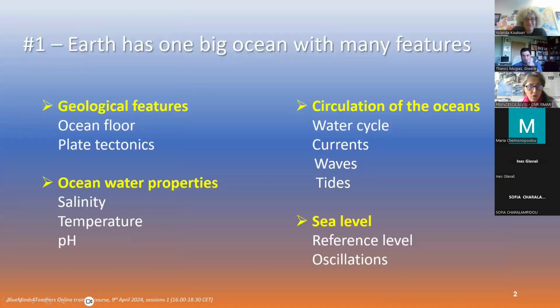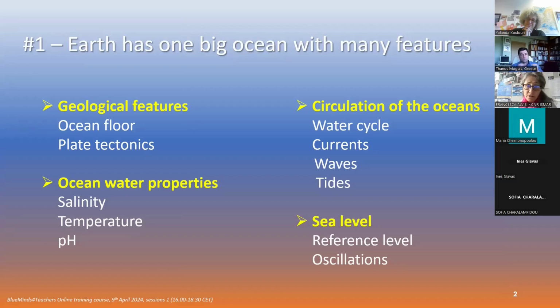Okay. So the first principle has to do with, let's say, four main topics that you can find in the scope and sequence framework that Yolanda showed you before. The four main topics are geological features, which has to do with the characteristics of the ocean floor and plate tectonics, and the ocean water properties. So what is the content of this container? The characteristics that are peculiar, and so they have to do with salinity, temperature, and pH conditions.